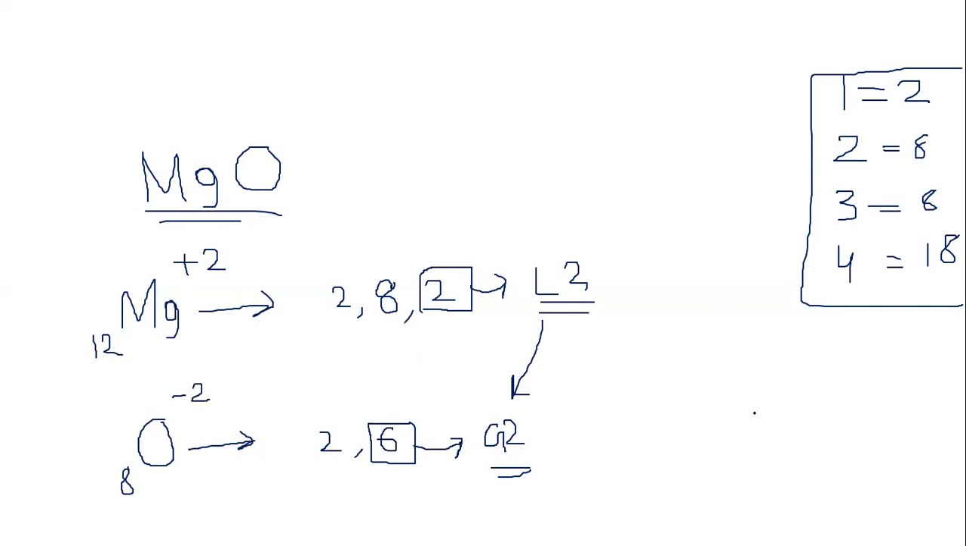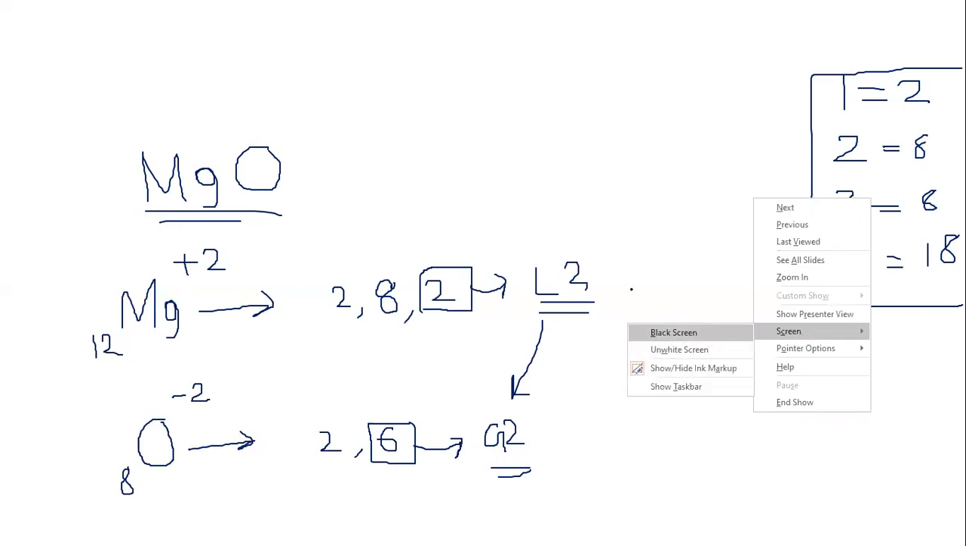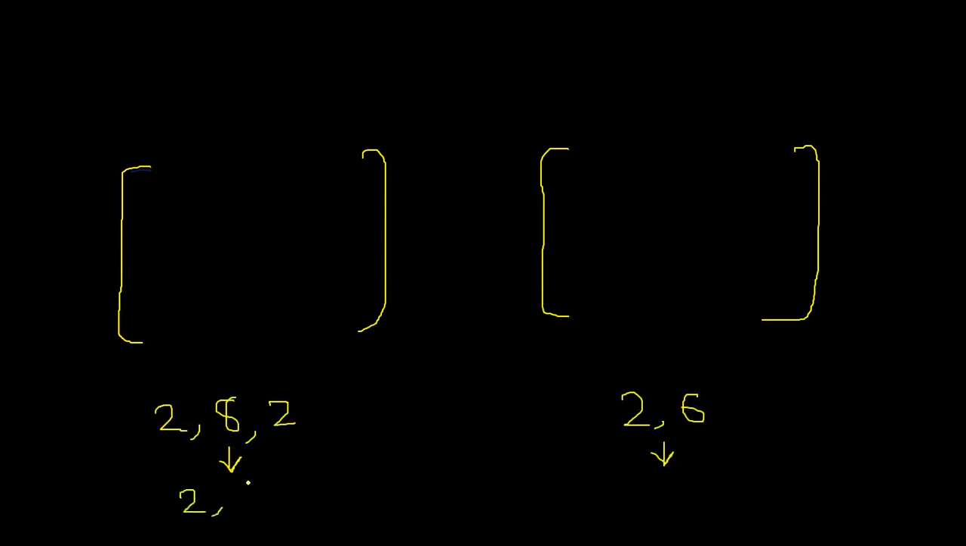So how are we going to show that? Now I'll draw the structure, how I am going to show that on paper. First I'll draw two brackets, and I'm only going to show the new electronic configuration, not the old one. The old one was 2, 8, 2 for magnesium and 2, 6 for oxygen. Now, can you tell me the new electronic configurations for both of them? 2, 8 for magnesium and then 2, 8 for the oxygen as well. Yeah, exactly.